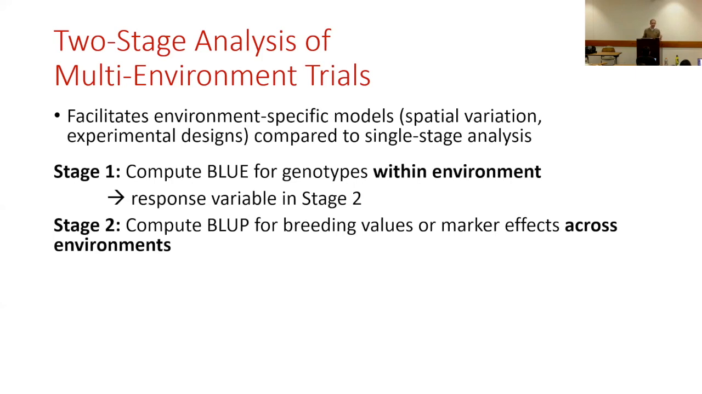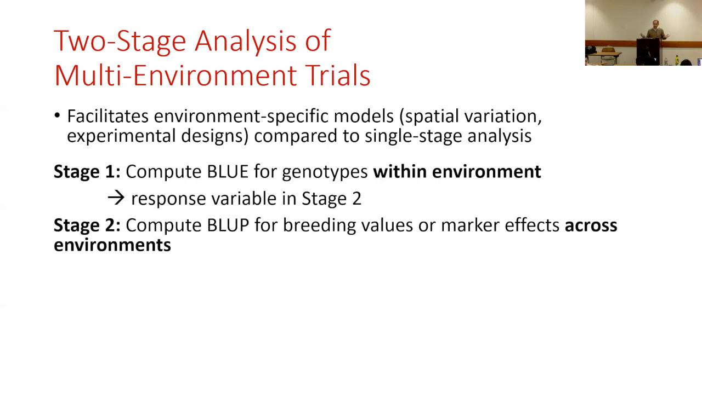Two-stage analysis has different variations that you'll see. Really the one that's vetted by the biometrics community that I would encourage you all to use is the version that you see described here. In stage one, you're going to analyze each environment separately, and you're going to compute an estimate of the genotype in that environment, and we're going to treat it as a fixed effect. So that's what the acronym BLUE is referring to. It's the best estimate of that genotype in that environment. And that becomes the response variable for your stage two, which is now the analysis over multiple environments.